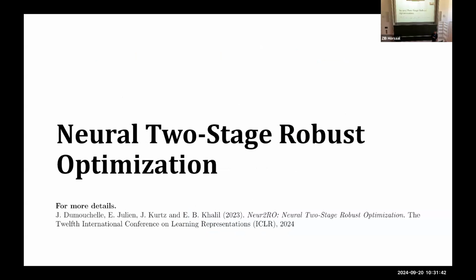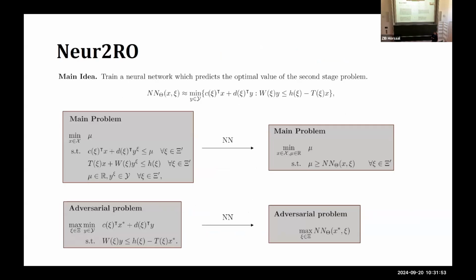So what we try to do here is to speed up this column and constraint generation method by using neural networks. And the idea is the following. So that's the main ingredient.